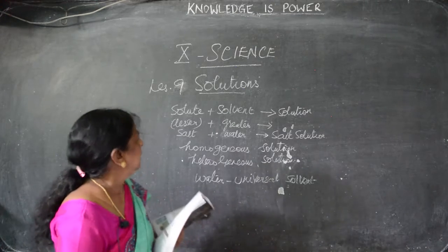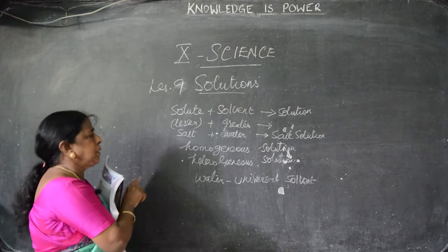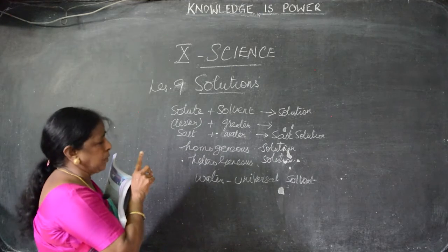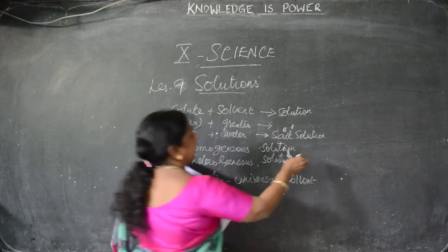Suppose, for example, salt and water mix together. Here salt is one compound and water is one compound. So this is known as a binary solution.